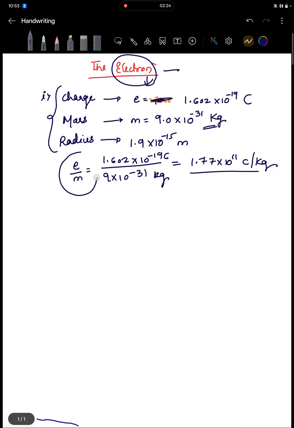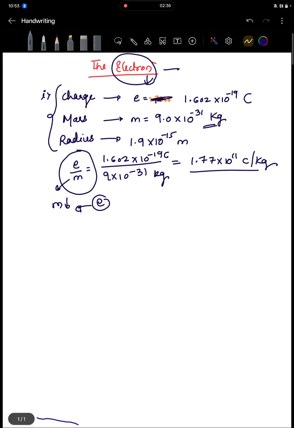This means the mass of the electron is very small compared to the electron charge. Due to this property, the electron is very mobile and greatly influenced by electric and magnetic fields. So these are some basic important terms which we will use in numericals also. This is about the electron.